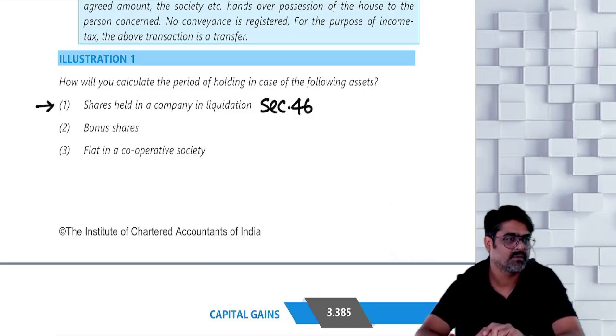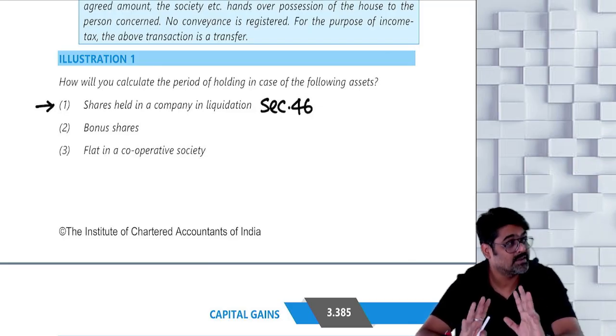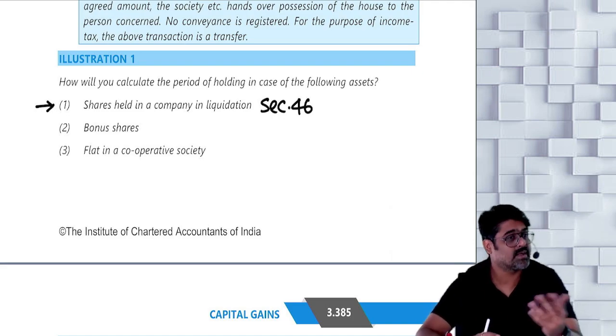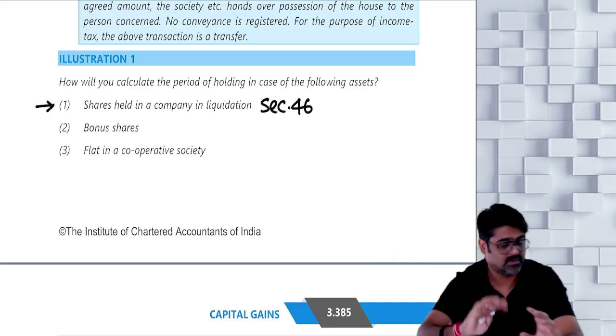You know that from the date of allotment till the date immediately preceding the date of transfer, if the bonus shares are unlisted. And if they are listed, then from the date on which they are credited to your demat, from that date till the date of sale.